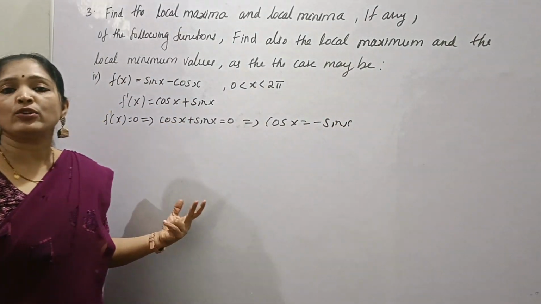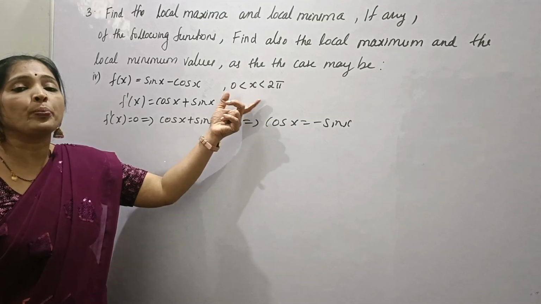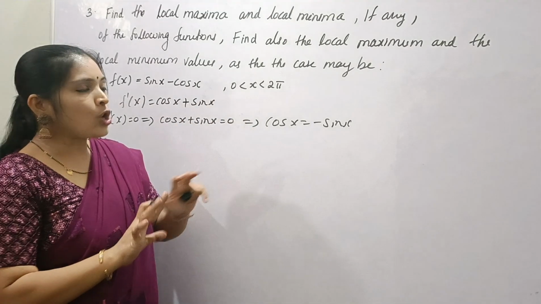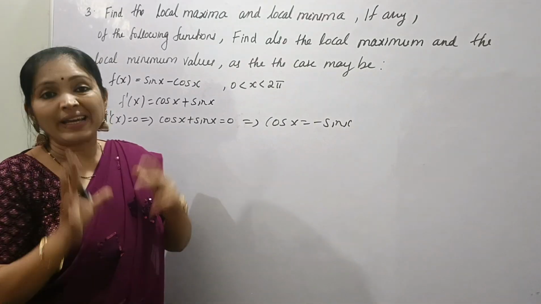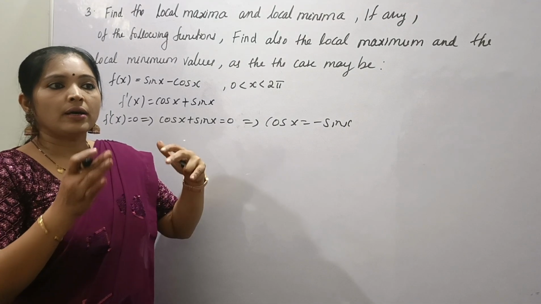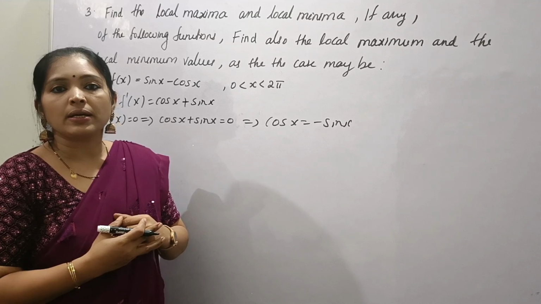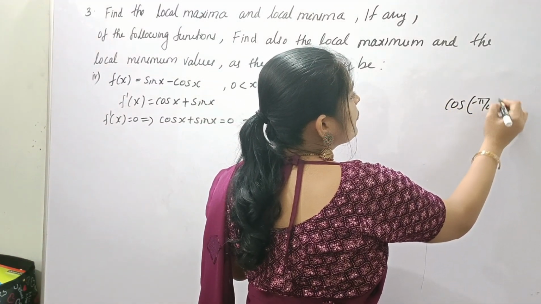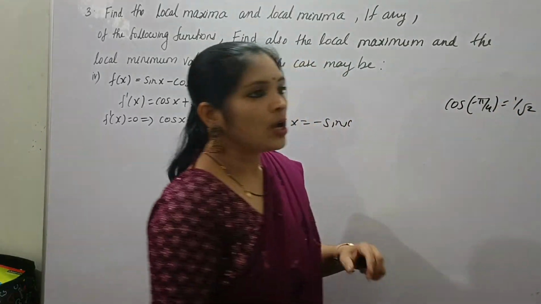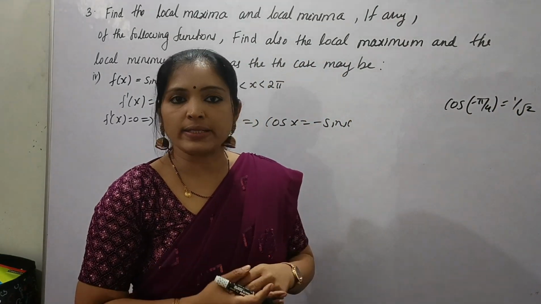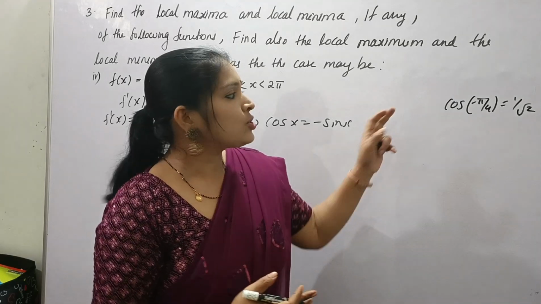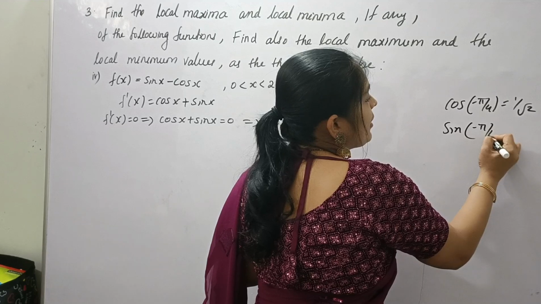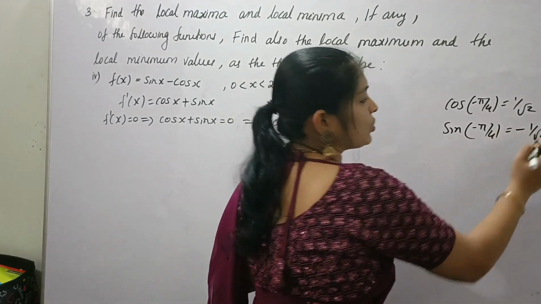So what are the values of x? See, here x should be between 0 and 2 pi. Here we know that cos of minus pi by 4 is 1 by root 2, right? Why? Because cos of minus theta is cos theta itself, that is cos pi by 4. So cos pi by 4 is 1 by root 2. And sin of minus pi by 4 is equal to minus 1 by root 2.